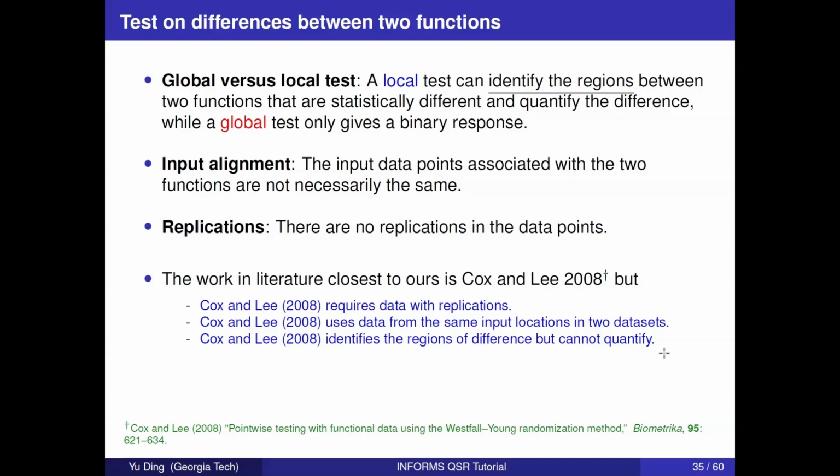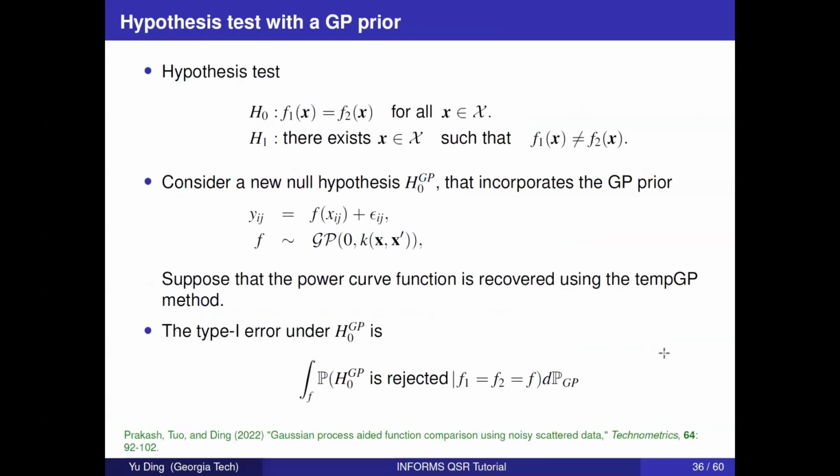And the closest work to ours is Cox and Lee, published in 2008 in Biometrika. The difference is that they require data with replication, and they use data from the same input locations. It's perfectly aligned input. And they identify the region, but they didn't quantify. Their test is a local test, but they didn't quantify, right? They use a permutation test, so it's a distribution-free type of test. In our case, we assume a Gaussian distribution, which allows us to go a little bit further.